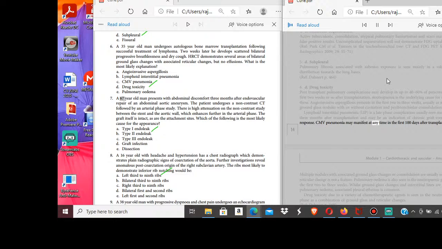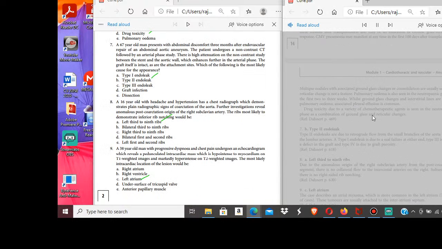CMV pneumonia may manifest at any time in the first 100 days after transplantation. Multiple nodules with associated ground glass changes or consolidation are usually seen, but reticular change is not a feature. Pulmonary edema is also seen in the neutropenic phase in the first 2 to 3 weeks. Whilst ground glass changes and interstitial lines are seen in pulmonary edema, associated pleural effusion is common. Drug toxicity due to a variety of chemotherapeutic agents is seen in the neutropenic phase as a combination of ground glass and reticular changes.